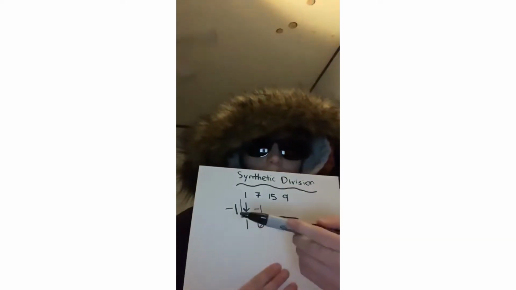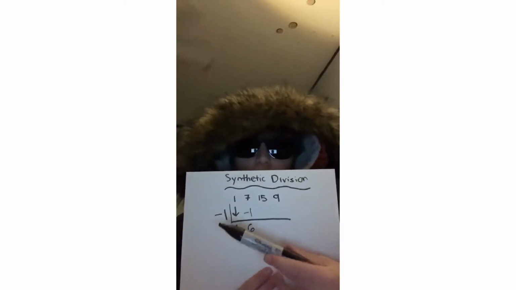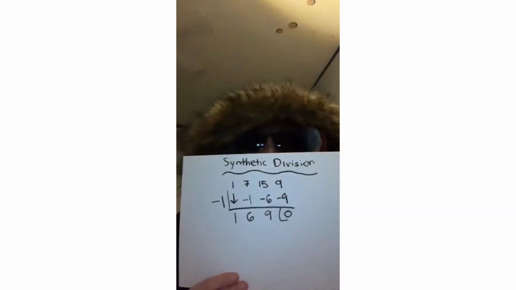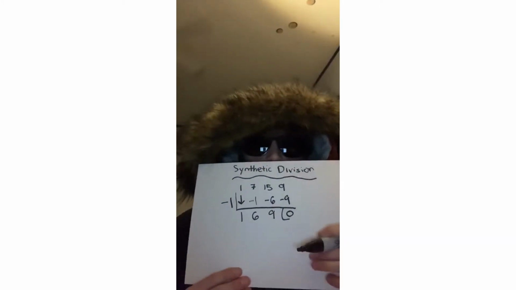And then we would just basically continue on by multiplying the negative 1 by the 6, putting it right there, combining like terms, and repeating the process until there are no more coefficients left to use. So negative 1 times 6 would be negative 6. 15 minus 6 would be 9. Negative 1 times 9 would be negative 9. 9 minus 9 is equal to 0. And we find that our remainder is 0.